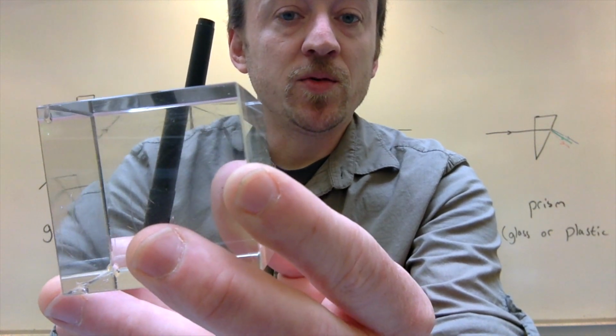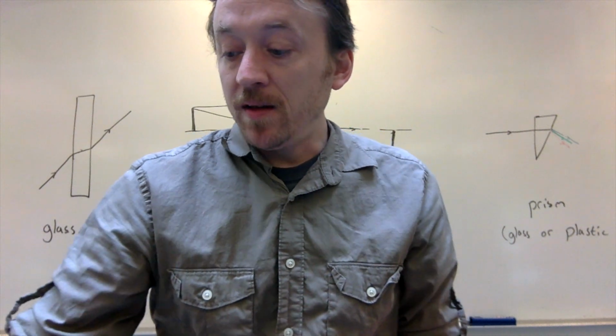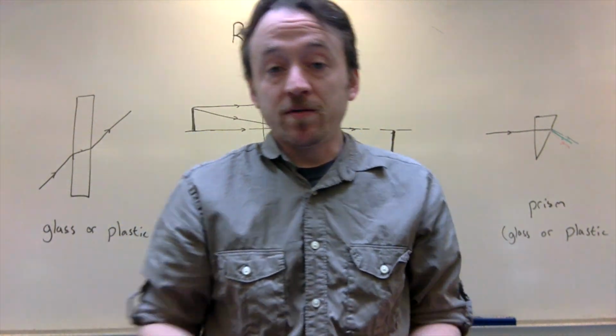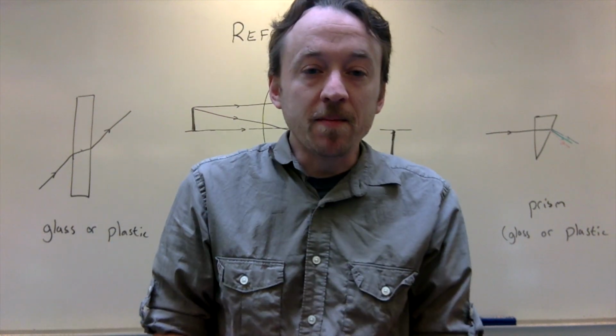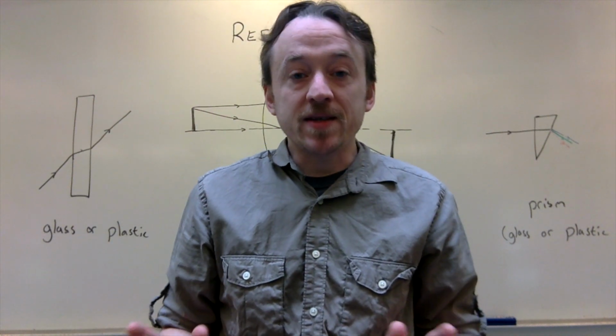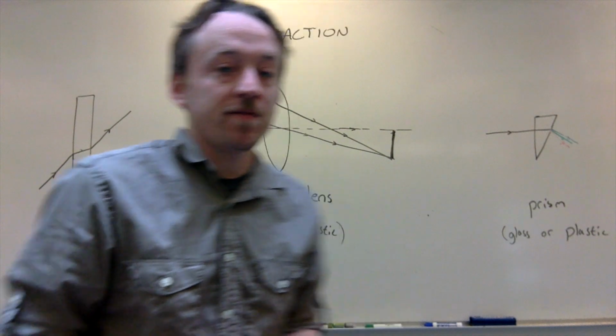This leads us to the ray model of light. We talked about the wave nature of light, we talked about the particle nature of light, and now we're going to talk about the ray model of light, which allows us to trace the path of where the light is coming from.